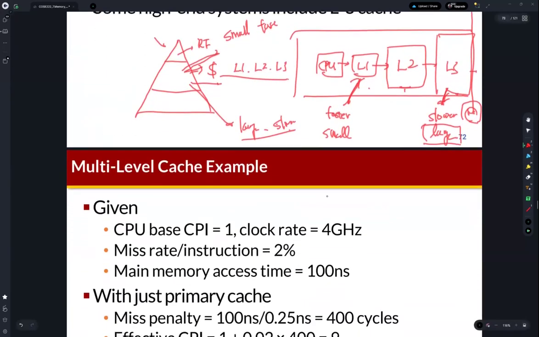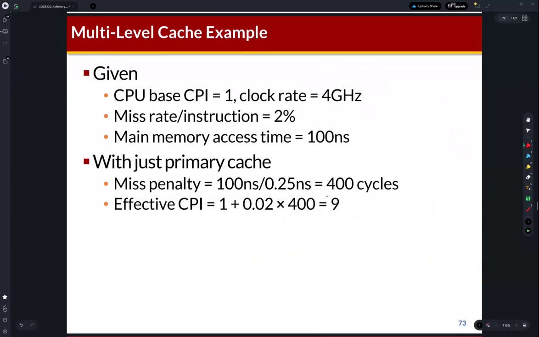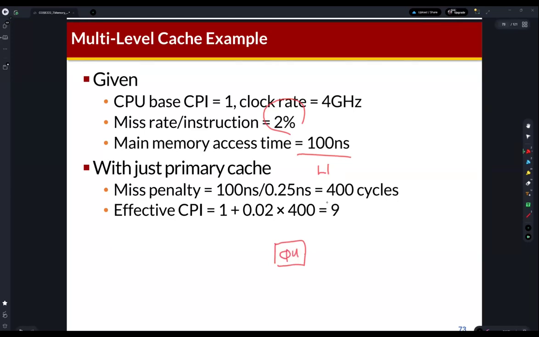Then what's the benefit? This is an example of a multi-level cache. The base CPI, the ideal CPI, is 1, and the clock frequency is 4 GHz. The miss rate per instruction is 2%. The main memory access time is 100 nanoseconds. If the CPU just includes the level 1 cache, it looks like this: CPU, level 1 cache, and memory.